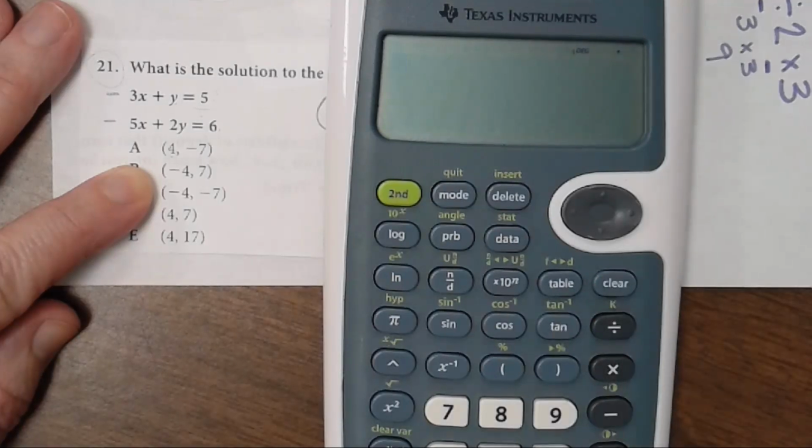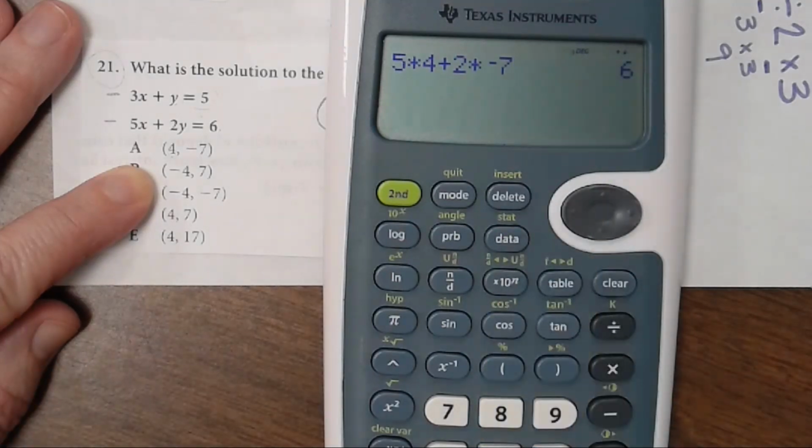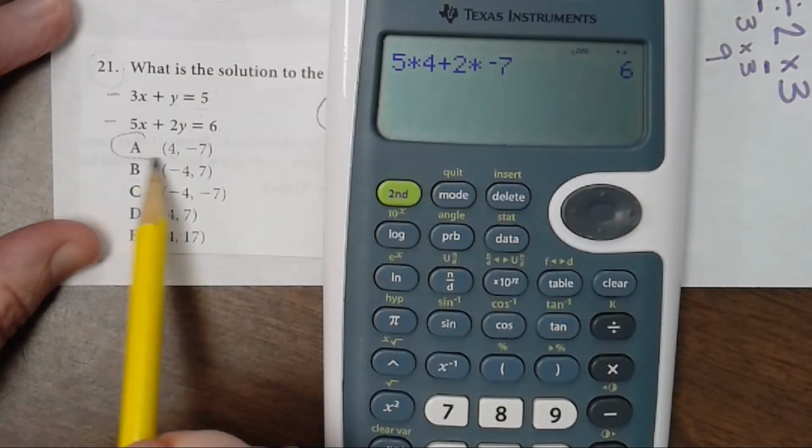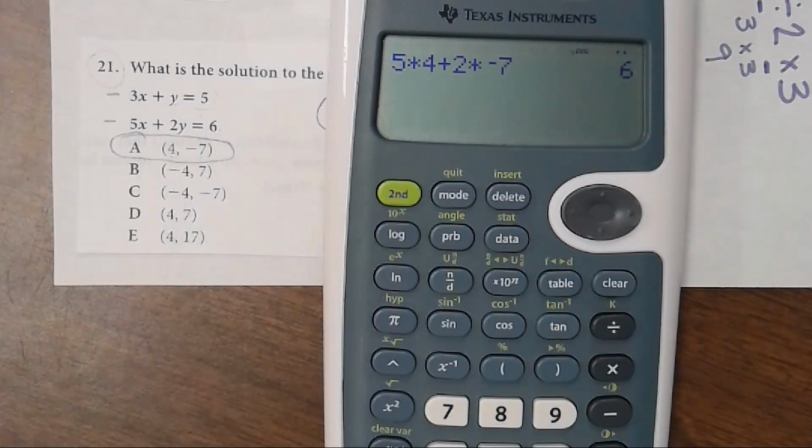All right, 5 times 4 plus 2 times -7 equals 6. Well, lucky for us, the answer is A. Okay, if it wasn't, we would cross off A and move on to B and check it. This way is going to save you a ton of time on the test.